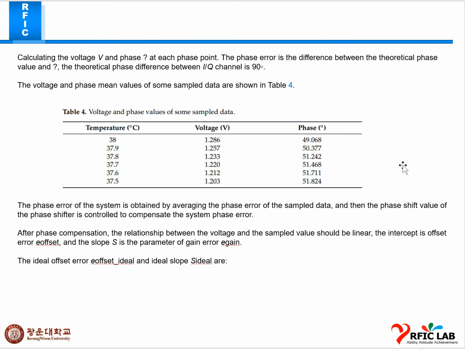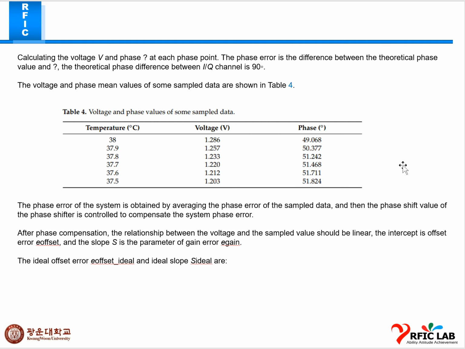When we calculate the voltage phase at each point, the phase error is the difference between the theoretical phase value and the mean phase value of the sample data. As you can see, when the temperature is 30, the voltage is this much, so the phase will be 49.068. The system phase error is obtained by averaging the phase error of the sample data, and the phase shift value of the phase shifter is controlled to compensate the system phase error.